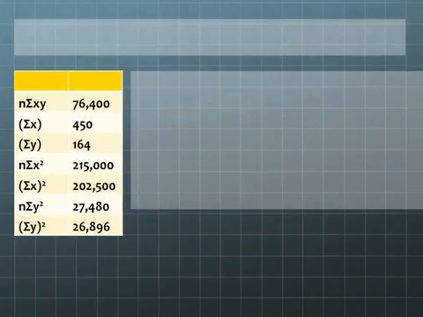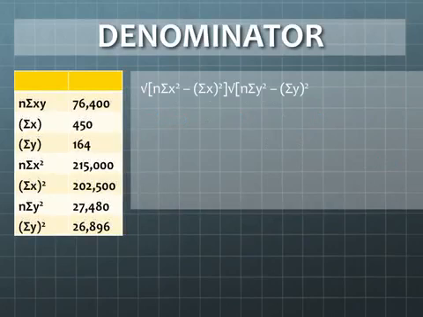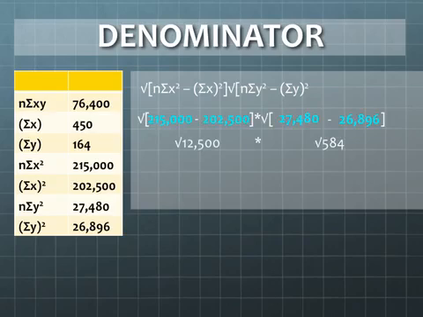Now let's look at the bottom. Make it friendly. Plug in the values. Do parentheses first. Next, do the square root. Finish by multiplying. We're almost there.